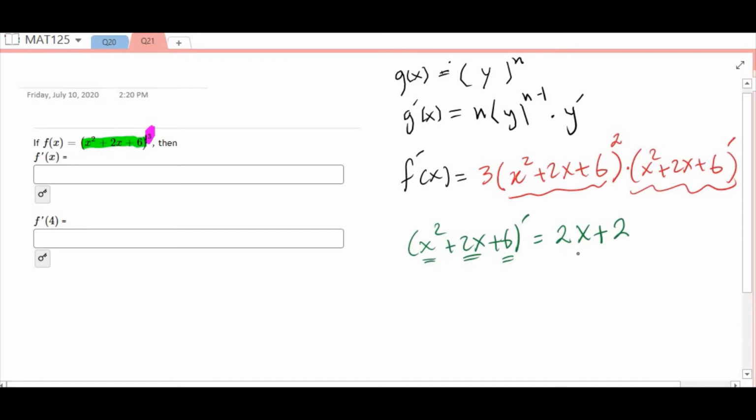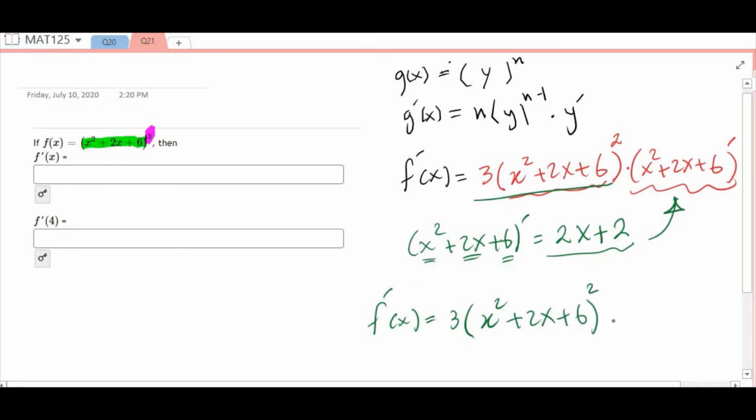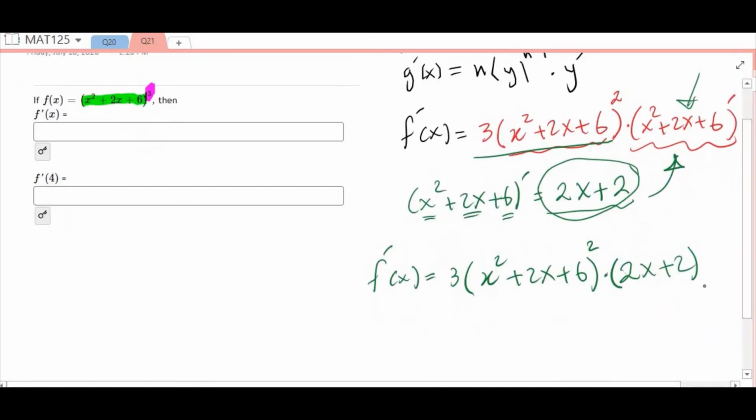Now we're going to plug this answer into the original one. So we will have f prime of x is equal to 3 times x squared plus 2x plus 6, all to the second power, times the derivative of this, which we found here. And that is 2x plus 2. And that will be the final answer for the first part.